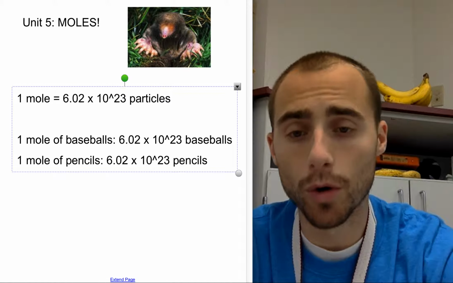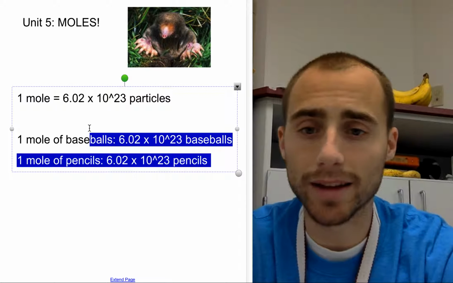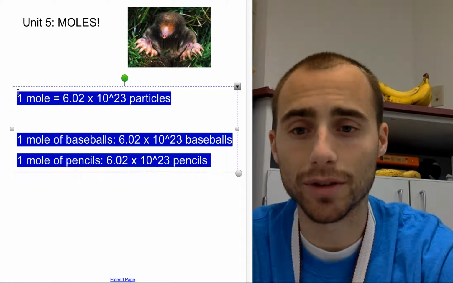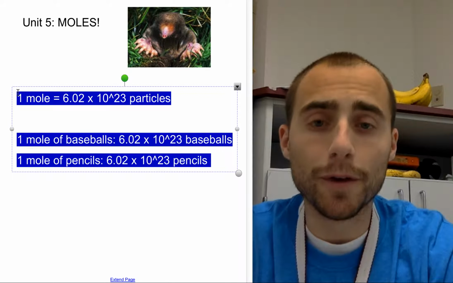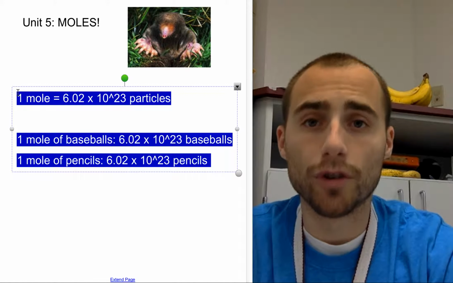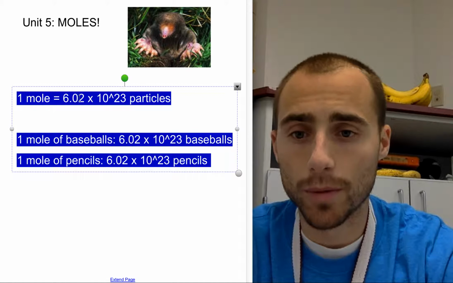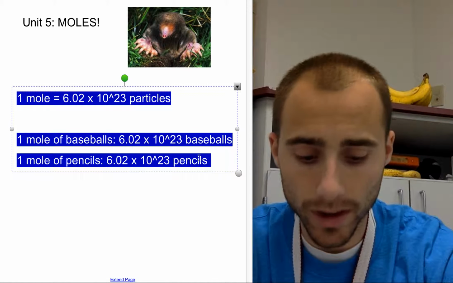So we use a mole because it allows us, kind of like scientific notation allows us, to have a different unit of measurement to measure a larger quantity of items. So 1 mole, 6.02 times 10 to the 23 particles.